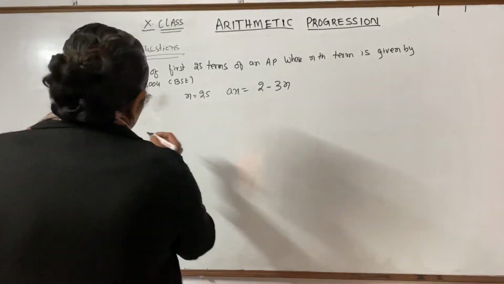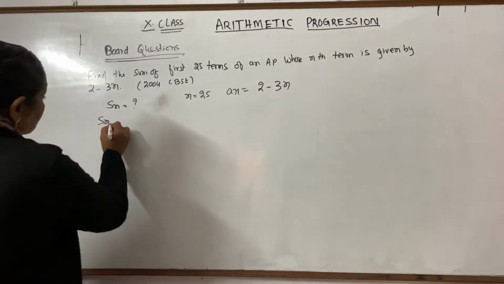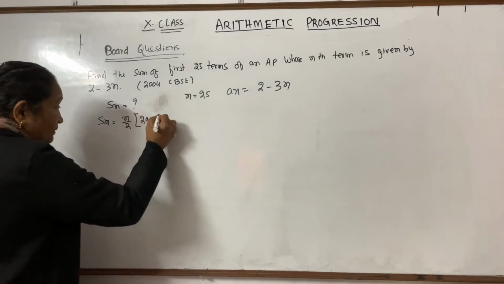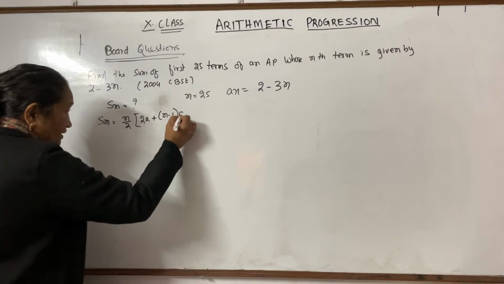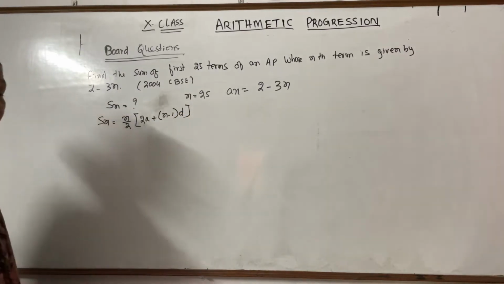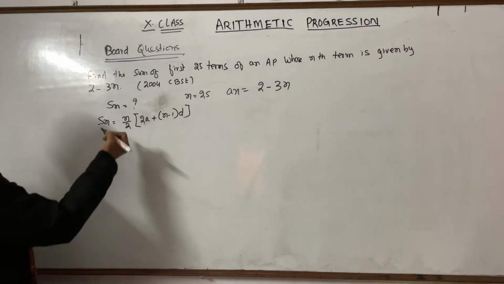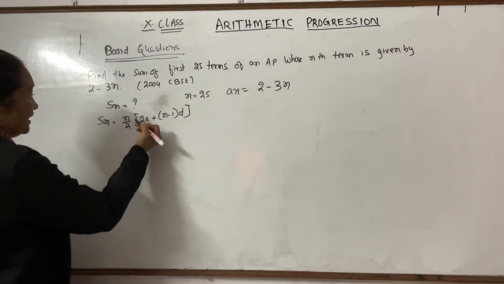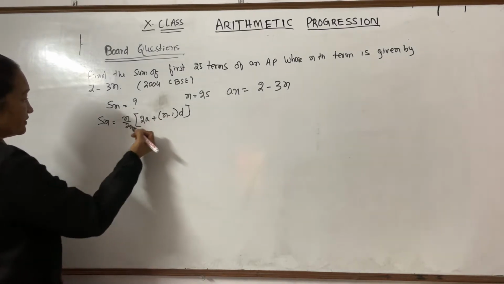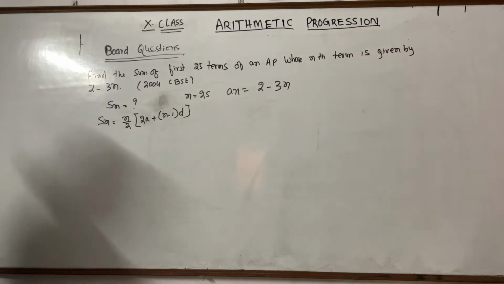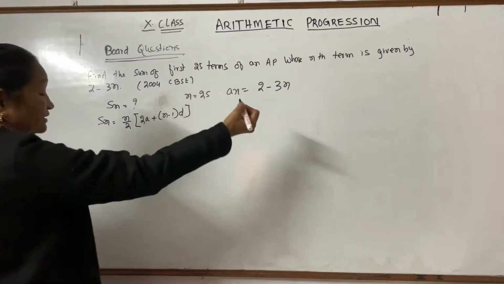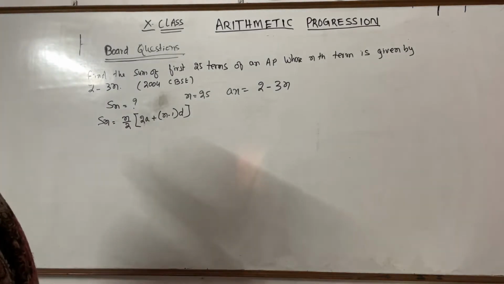So we know the Sn formula. Sn equals to n upon 2 into 2a plus n minus 1 into d. You see, in this case we need a and d, then we can solve this formula. Isn't it? Sum we can find out. Because n we know, 25; a we don't know; d we don't know. From this formula also we can find, if you find out the 25th term, that will be our last term, a plus d.